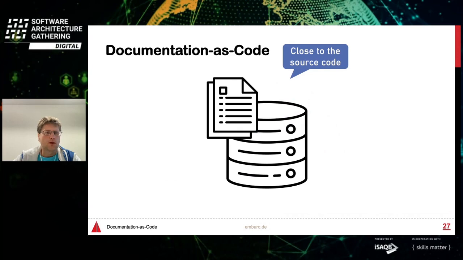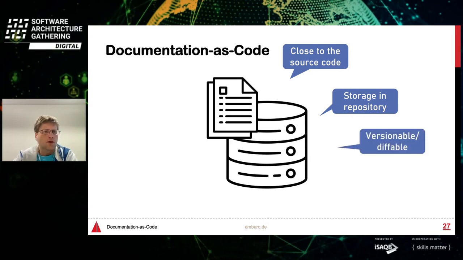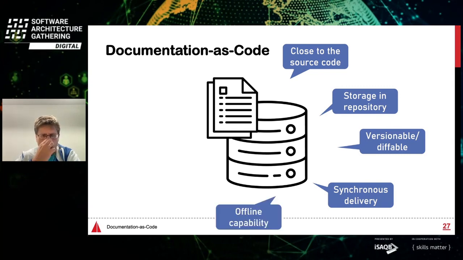So it means that we put our documentation close to our source code. We store it in the same repository or maybe in a neighbor repository, but also in a repository. So it's easy to version it or to make a diff and see what the differences are. It's very easy to deliver the final documentation synchronously with our software releases. It's very easy if we, for example, use Git to work offline on our documentation.